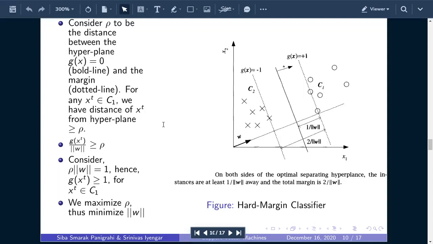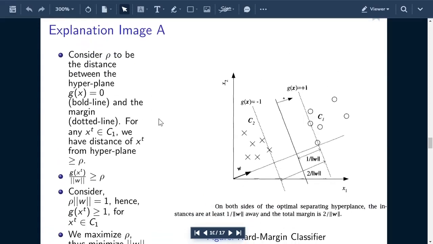So as of now, what we have is g of xt is greater than or equal to 1 for each xt belonging to C1, and rho into mod of w equals 1. Now our aim was to maximize rho. Thus, this means that we have to minimize mod of w. That's it. This is the entire SVM. We know the constraint. We know what is to be minimized, the objective function. Cool. Let's move on.